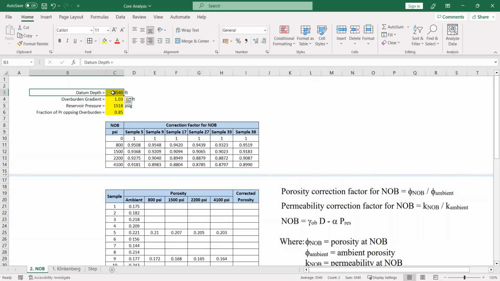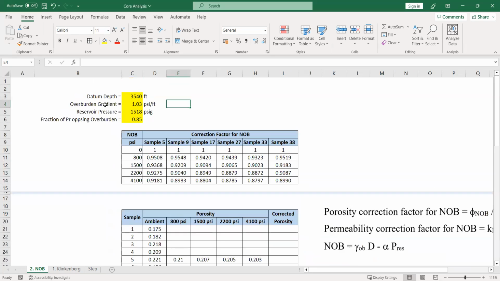We have a reservoir and the datum depth is at 3,550 feet. We also know the overburden gradient, 1.03 psi per foot. And we know the reservoir pressure, 1518 psig, and the fraction of reservoir pressure opposing overburden stress. 0.85 is the fraction of the reservoir pressure that will oppose the overburden stress.